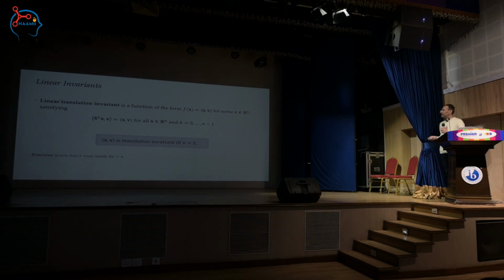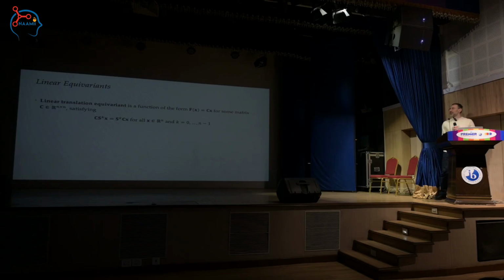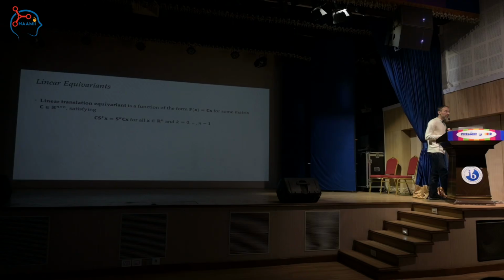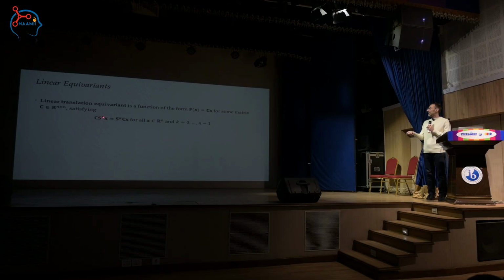So we are not interested, therefore, in linear invariants. They have very poor descriptive power. We are more interested in linear equivariants, right? As we've seen also in the previous lectures. And in order to be linear equivariant, it's a function of this form, right? So Cx, C here is a matrix of size n by n, and it must satisfy this, right? So C S x equals S C x, right?